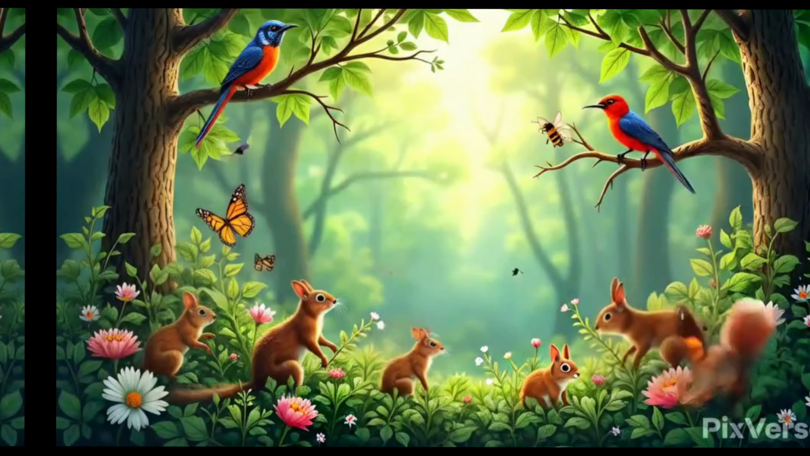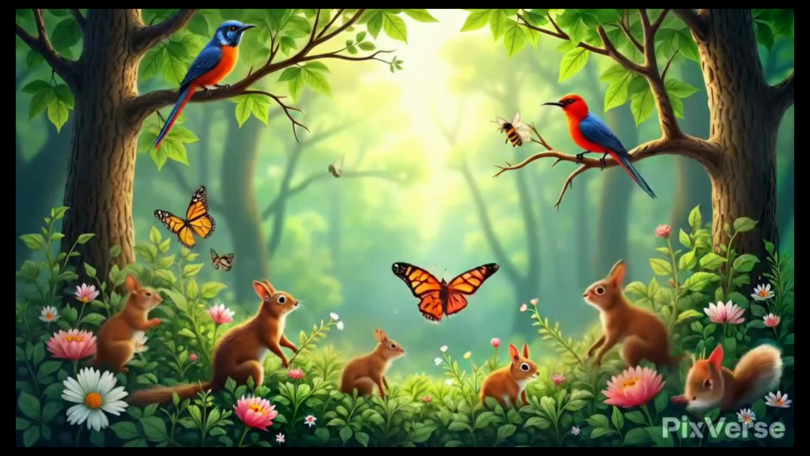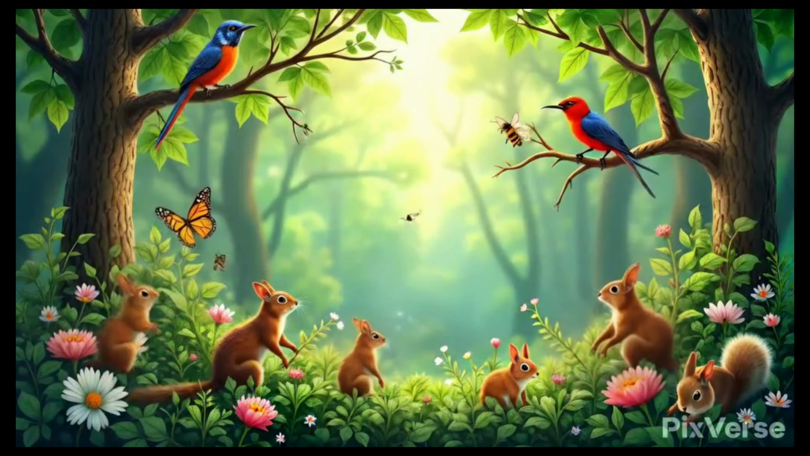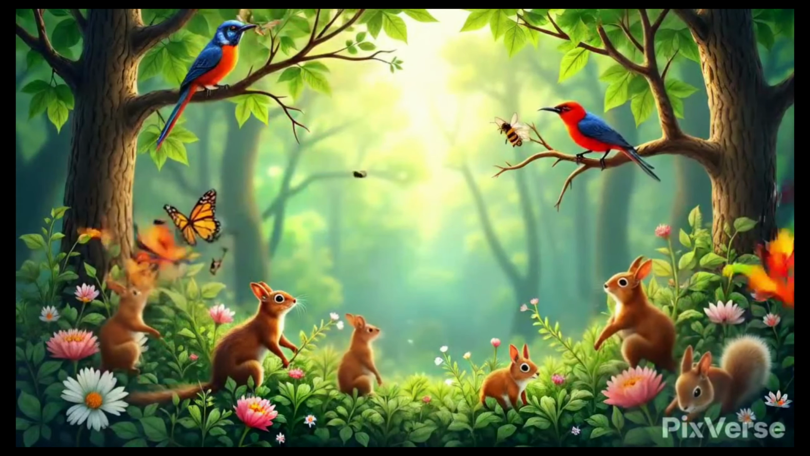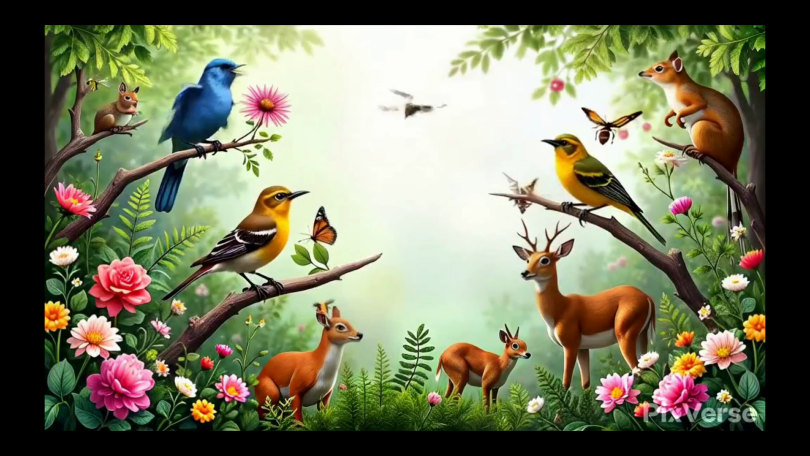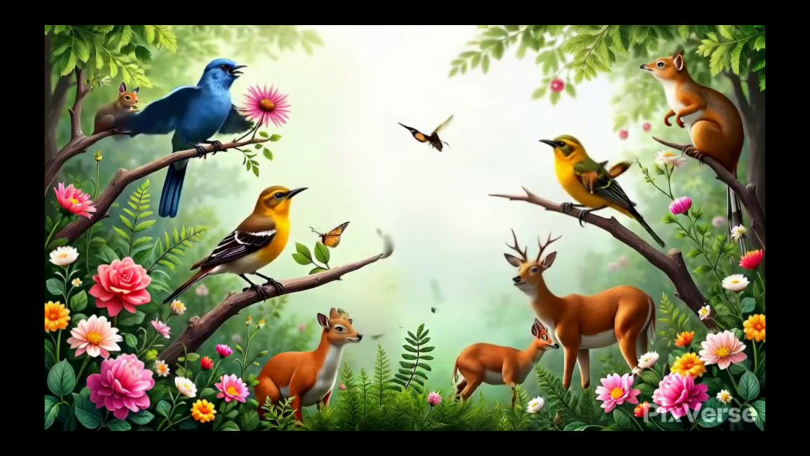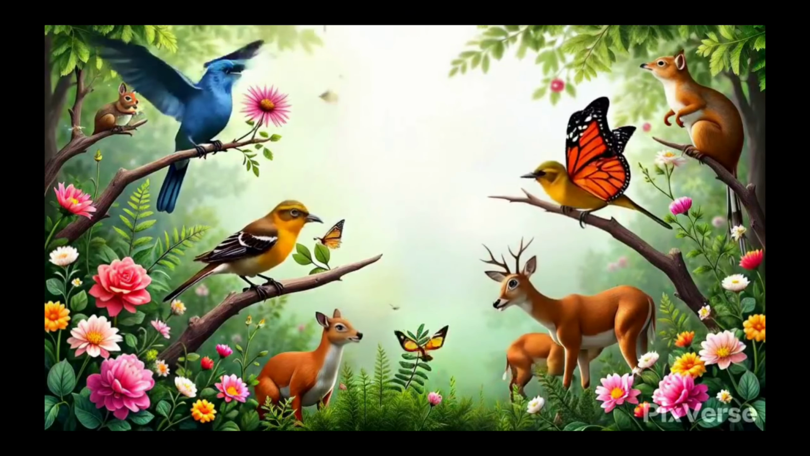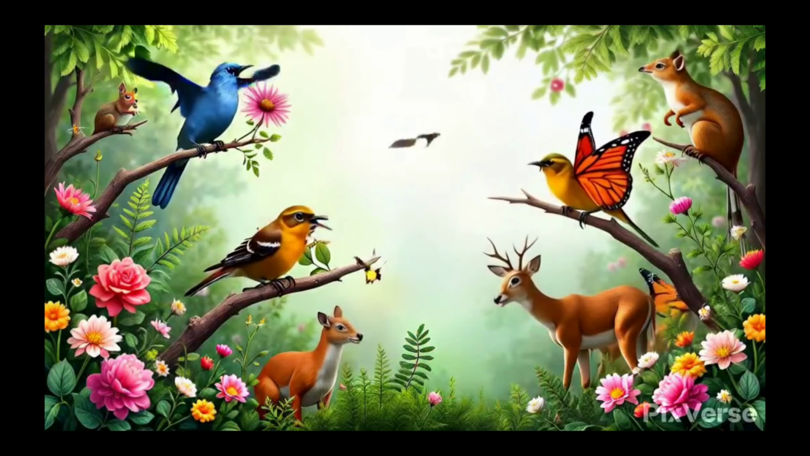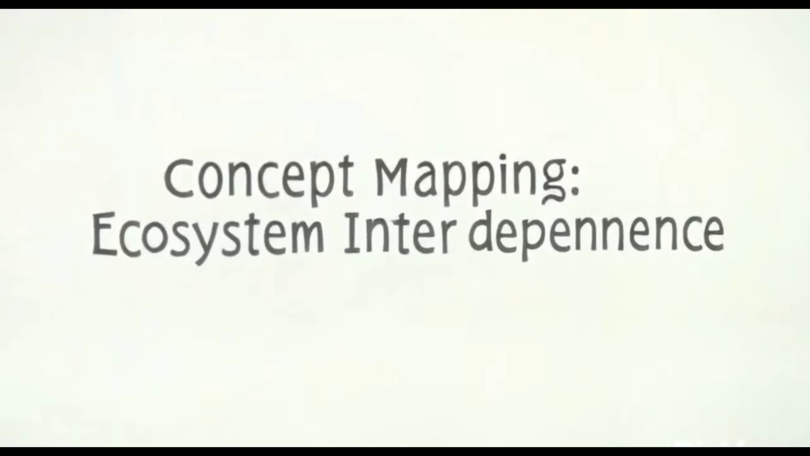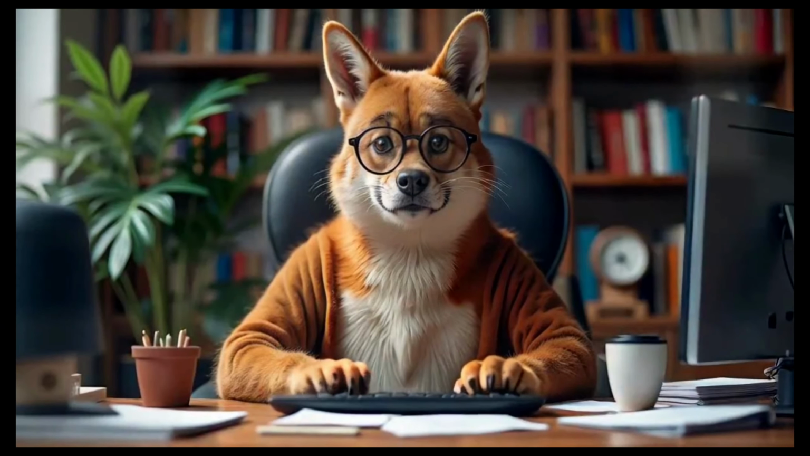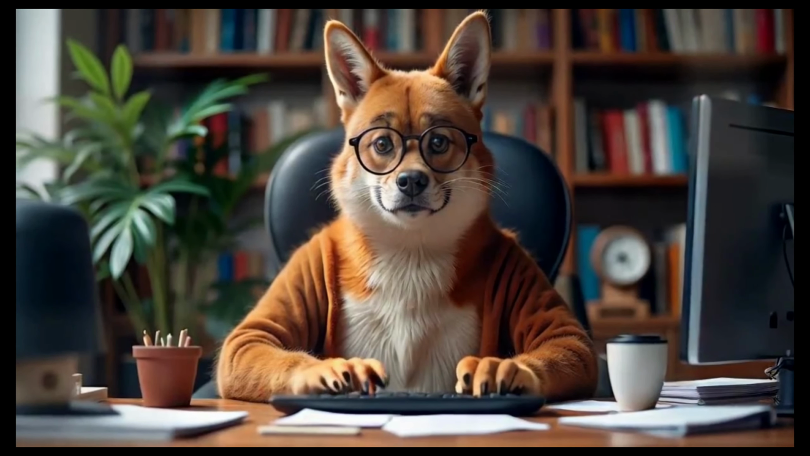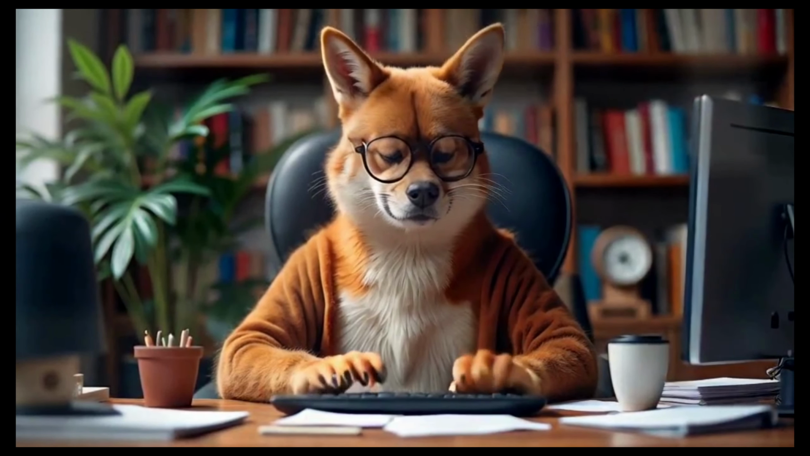Imagine a world where every living being is intricately connected, from the tiniest microorganism to the towering trees. Each organism relies on another to survive and thrive. This complex web of interactions is the very essence of an ecosystem. But how can we truly understand these relationships? The answer lies in concept mapping. In this video, we'll explore how concept mapping can help us visualize and understand the intricate interdependence within ecosystems.